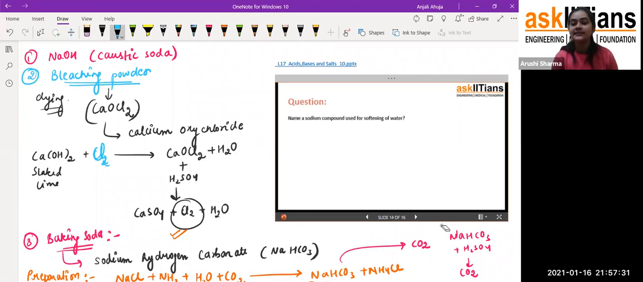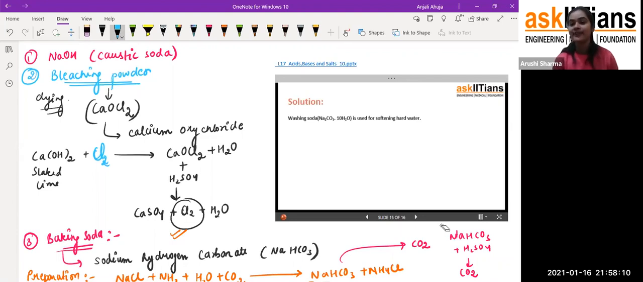Now the next question says: name a sodium compound used for softening of water. Like I've told you, for removing the hardness of water, we use washing soda. So the sodium compound, that means which contains sodium, is sodium carbonate decahydrate, which is used for the softening of water. So students, this is the answer, and I've already told you that you should know their chemical formulas, their chemical names, and their preparations, because uses are very simple. If you know the exact meaning of it, the uses will be very simple for you to learn.